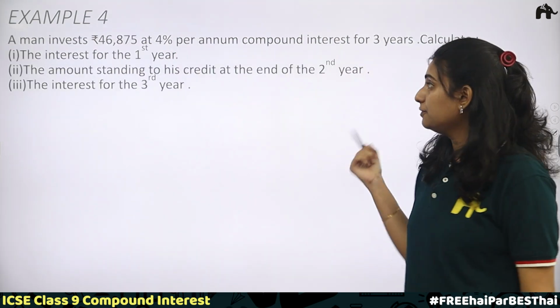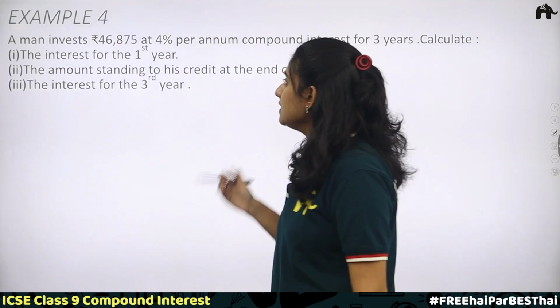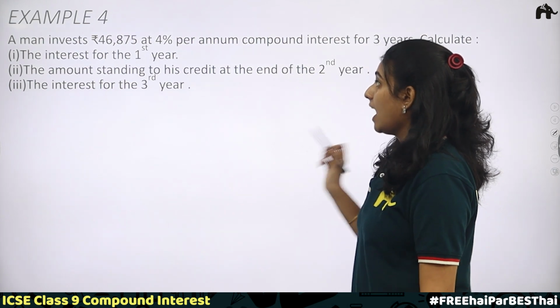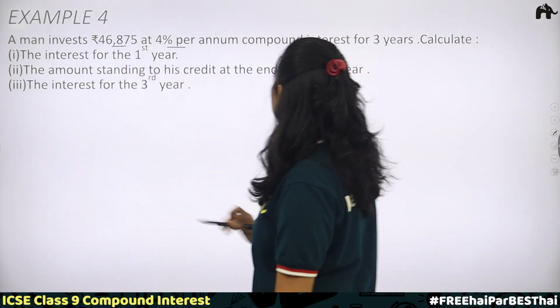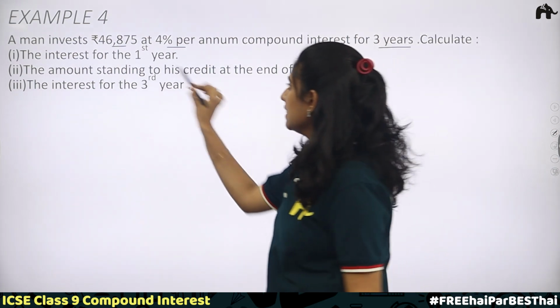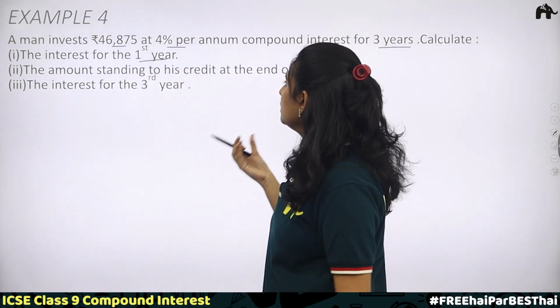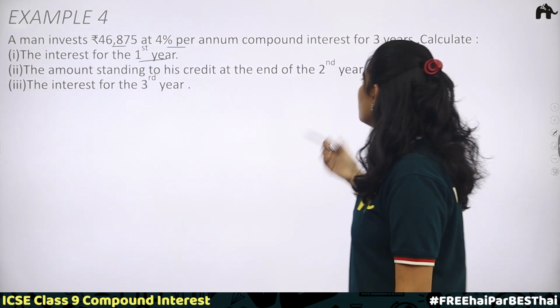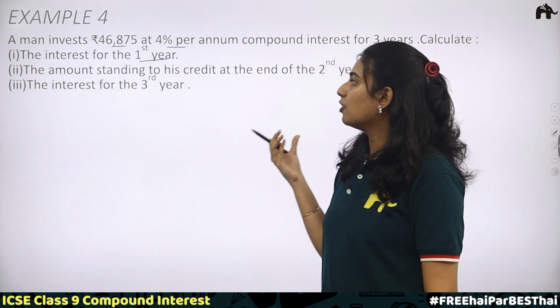Clear? Example 4. A man invests rupees 46,875 at 4% per annum compound interest for 3 years. Calculate the interest for first year, the amount standing to his credit at the end of second year, and the interest for the third year.